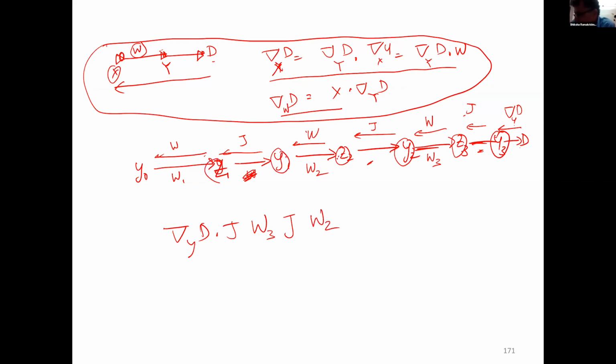And then to get back here, I'm going to right multiply this by the Jacobian. And then to get back here, I'm going to right multiply this by W1. So as I go back, I keep right multiplying, right? And this is for the derivatives with respect to these variables. Does that make sense?